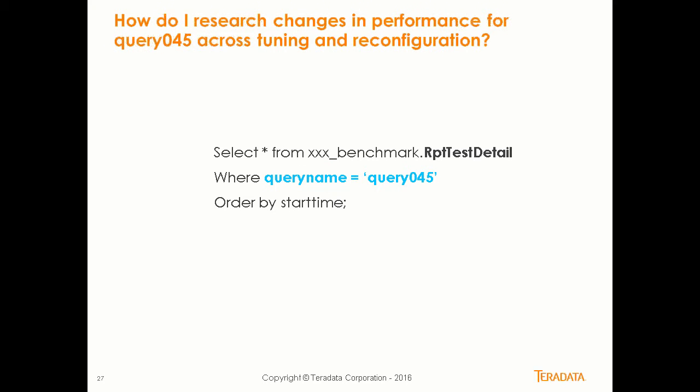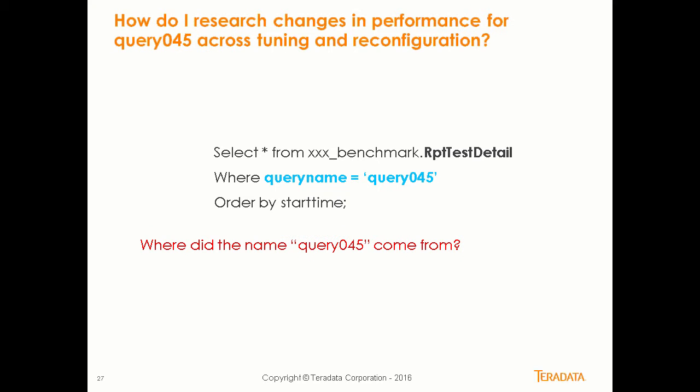One thing that happens in a benchmark is that a particular query might start behaving badly after reconfiguration or change in the data. You can query any of the DBQL views by query name to get performance information, explain steps or objects used across all of the tests so that you can investigate what happened.